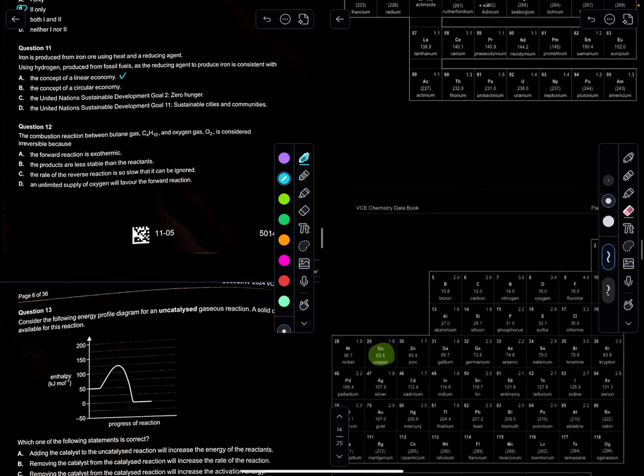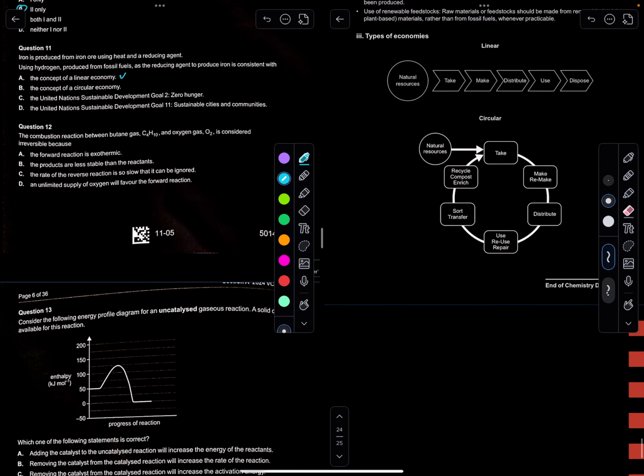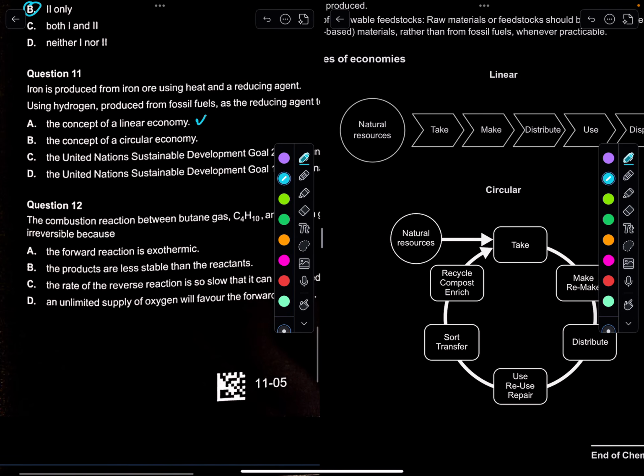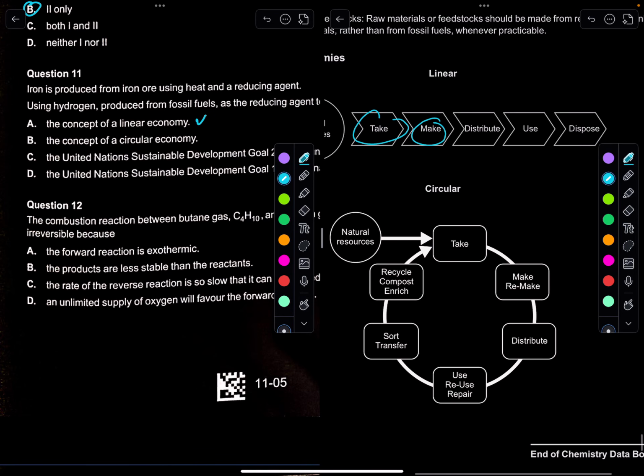You can go down to your data book and you see these 2 here. Linear means because we're dealing with fossil fuels. Remember, fossil fuels are non-renewable. You take those natural resources, we make them, we distribute them, we use them and dispose of them. Of course, that's what we do with fossil fuels, yeah?